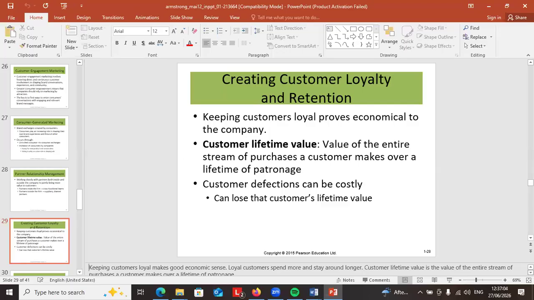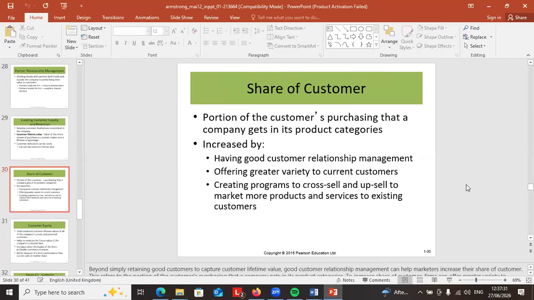And so learn to treat ordinary customers well. Don't only lick the boots of the rich class whenever they engage with you. Learn to treat the ordinary customer also very well, right? So it is the value of the entire stream of purchases a customer makes over a lifetime of patronage. So this then feeds into what we refer to as customer equity.